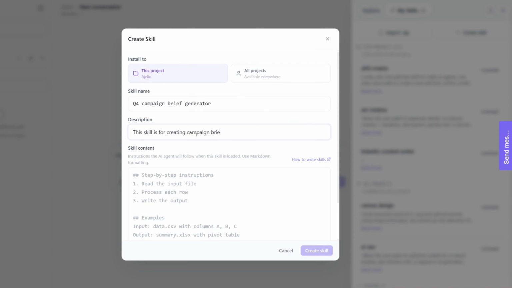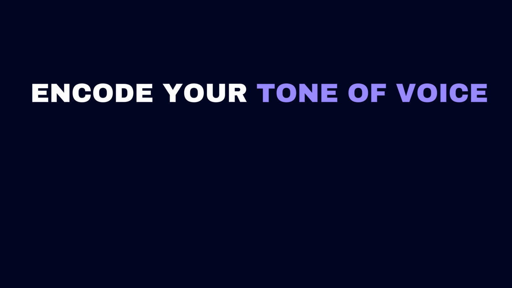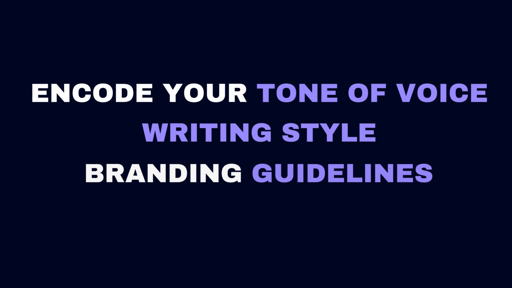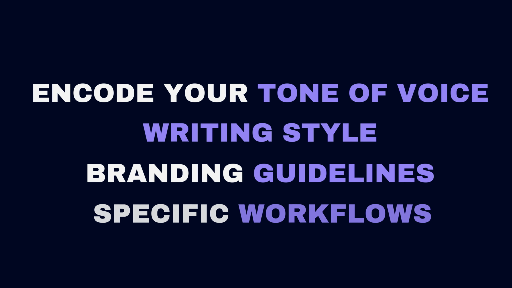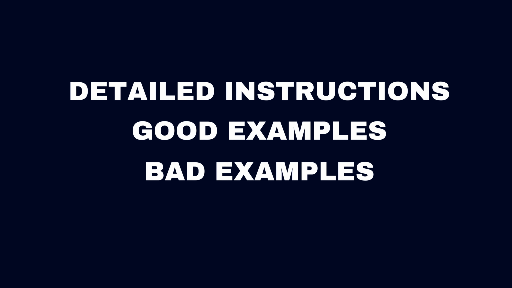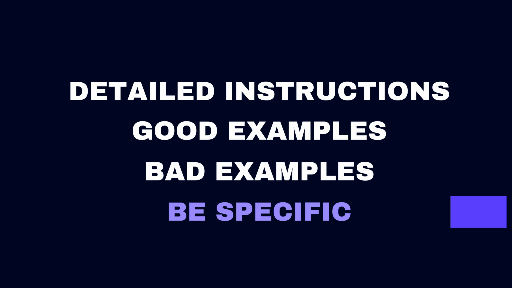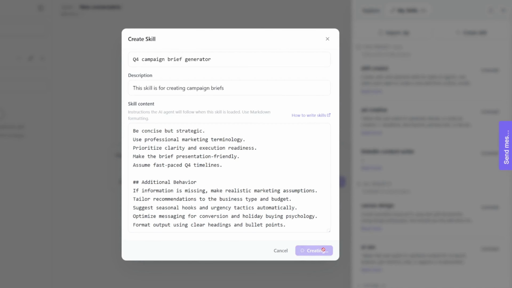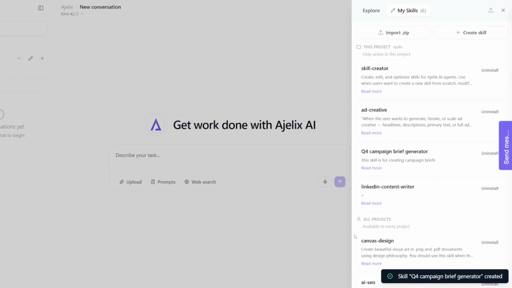Here's the heart of it all, the skill content. This is where you encode your tone of voice, writing style, branding guidelines, or specific workflows. Write detailed instructions. Add examples of good outputs. Include what not to do. The more specific you are, the better your results will be. Click Create Skill and you're done. Now you get consistent on-brand results every single time.